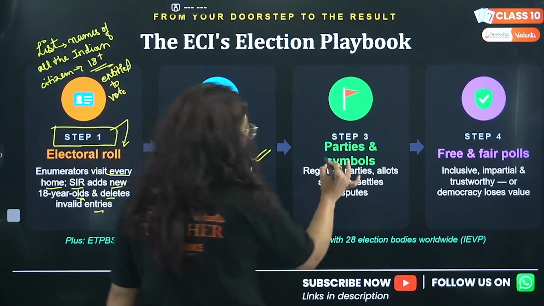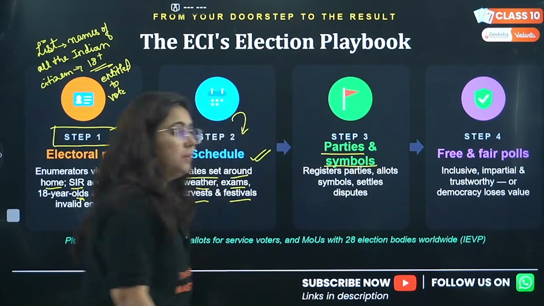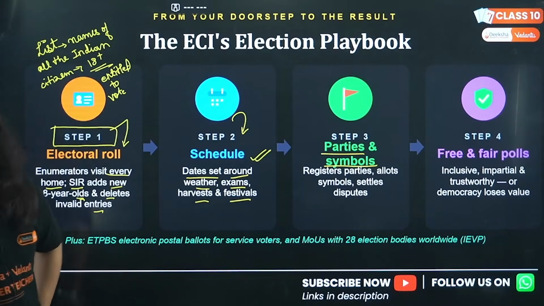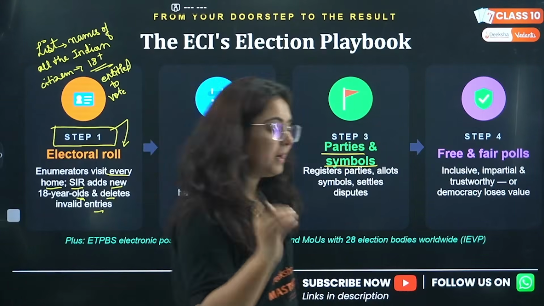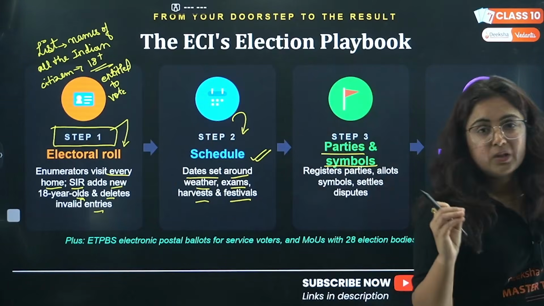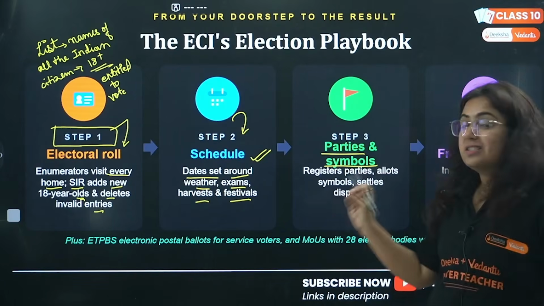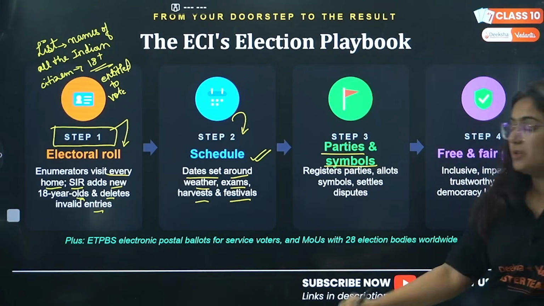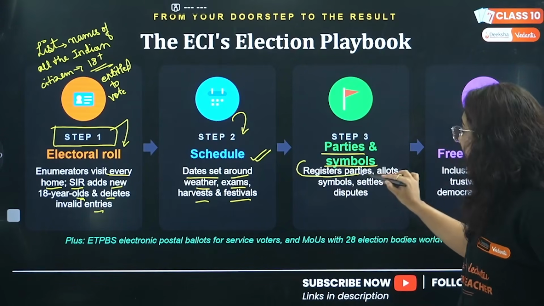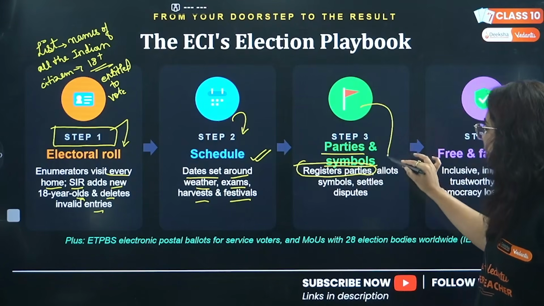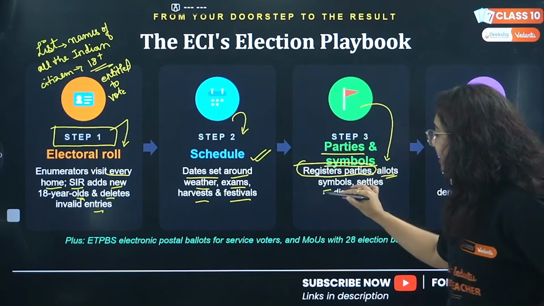The third is about political parties. Beta, all the political parties that fight the elections should be registered under the Election Commission of India. And the same body, that is Election Commission of India, allots them their symbol.